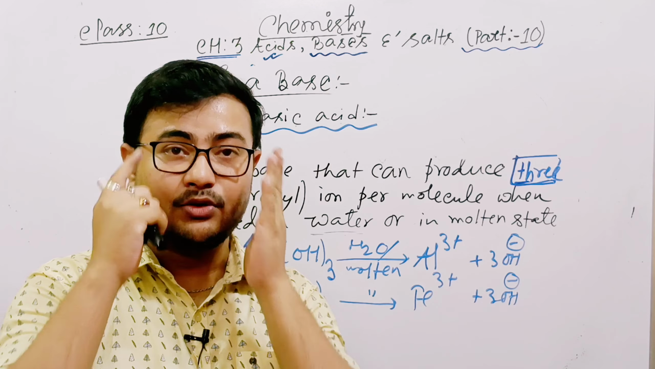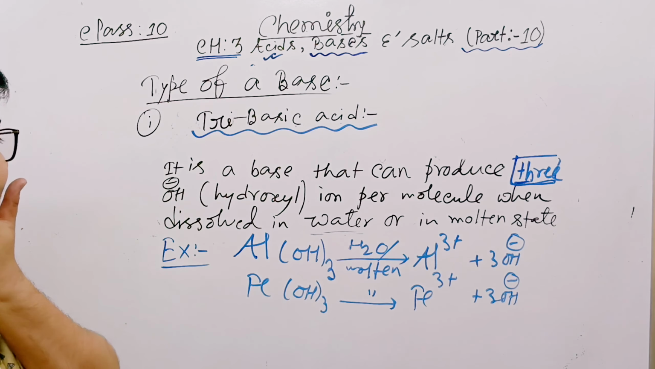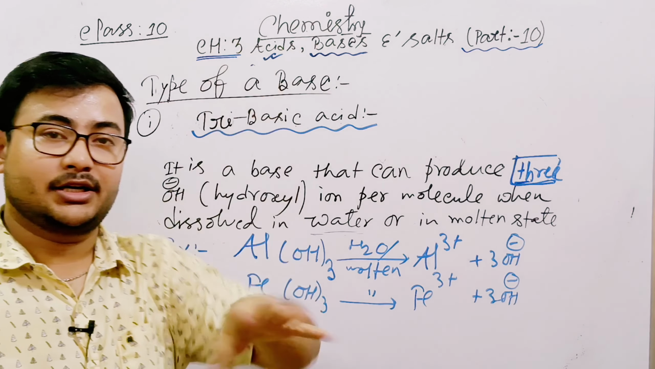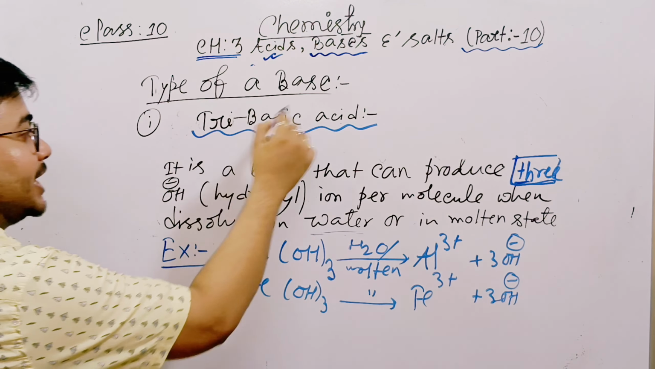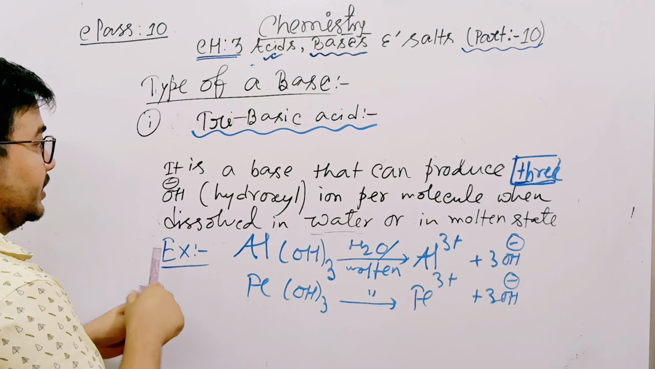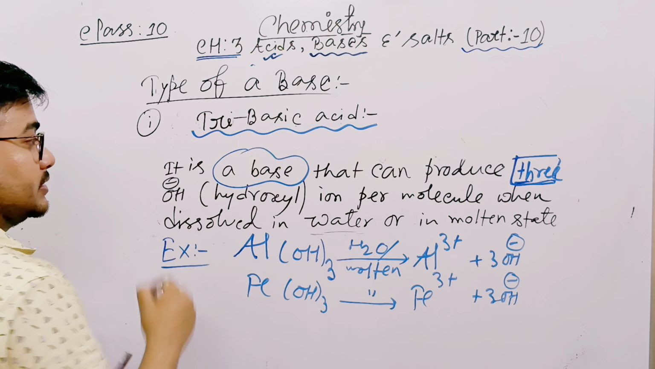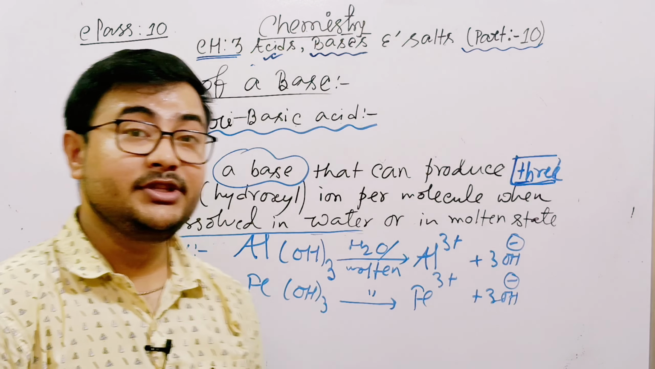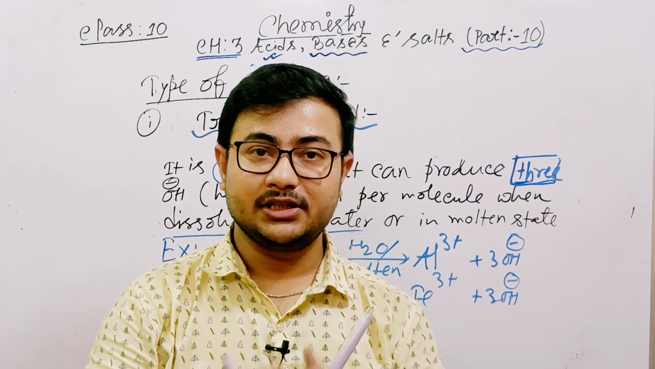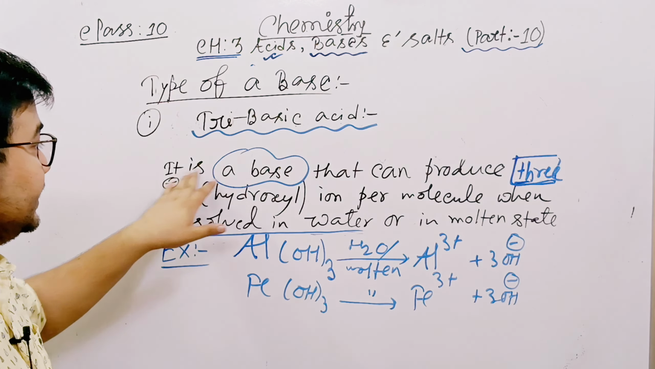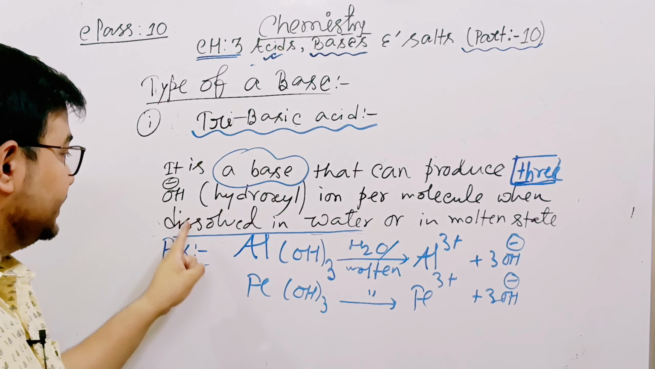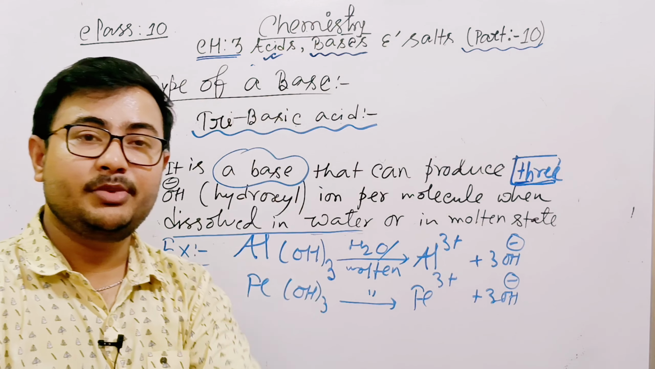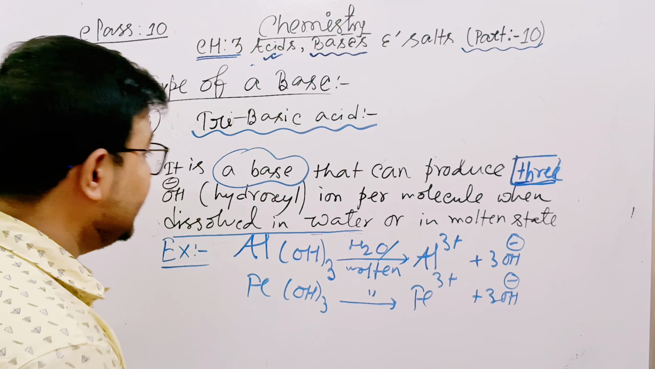Now I have a question. In the definition it is written "when dissolved in water". So first, what is tribasic acid? It is a base. Finally you have to dissolve it in water. But if the base is insoluble, then what will happen? If something or some base is insoluble in water, then what will happen?